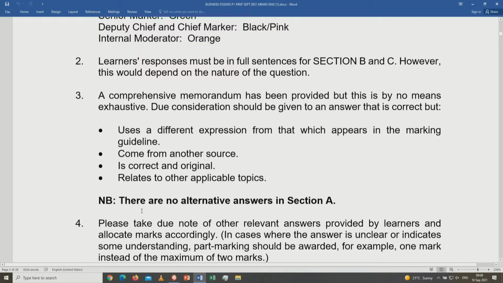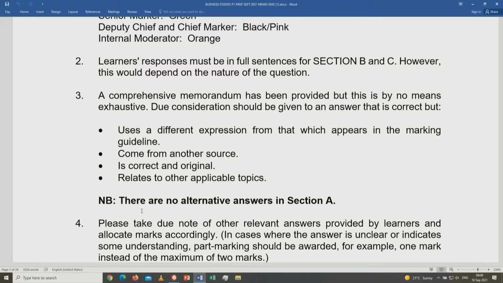Number 3, a comprehensive memo has been provided, but this is by no means exhaustive. Due consideration should be given to an answer that is correct but uses a different expression than that which appears in the marking guideline or comes from another source, or it's correct and original, or relates to other applicable topics. So it is important that as a marker, when you mark, you also have an open mind to read and interpret responses of your learners correctly, and not necessarily stick to the memo word by word. You must also be in a position to accommodate responses that are correct and original, or that have been presented in a different way, but are still correct.